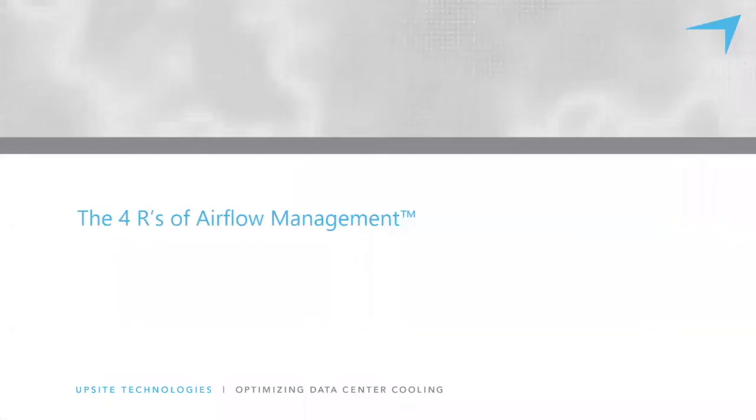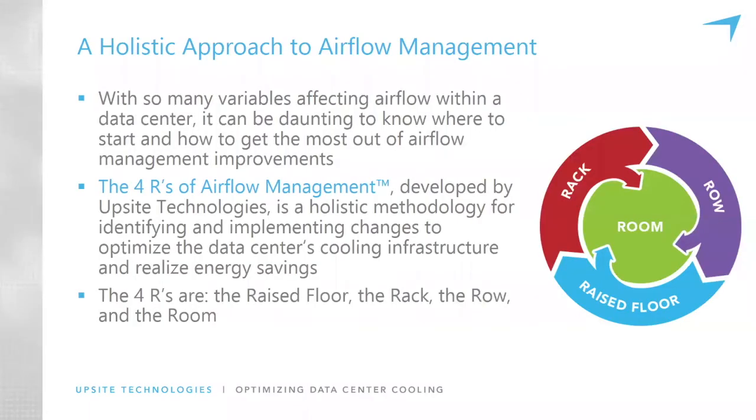So to help guide this process, we've developed the concept of the 4 R's of airflow management. The 4 R's is a holistic approach that helps bring awareness to the process, that airflow management can be improved at each of these 3 areas around this outer circle here. You can improve the airflow management through the rack, you can improve the airflow management at the row level, and improve the airflow management at the raised floor level. And once those are done, changes need to be made at the room level to realize the benefits, to realize the cooling capacity and operating savings benefits.